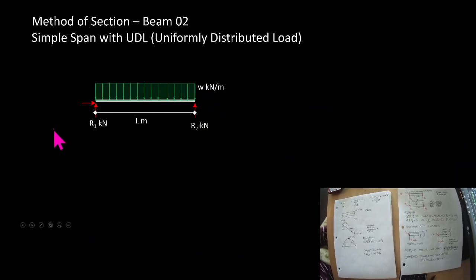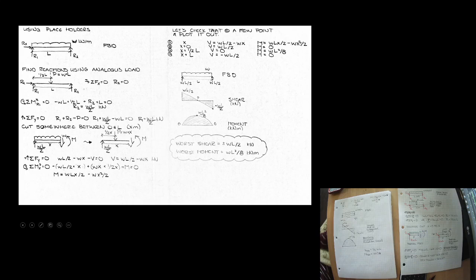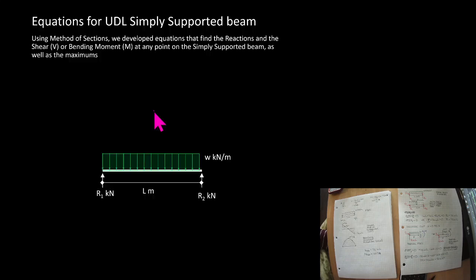So let's just take a look here for a second. So here's that worked out. If I told you that a uniformly distributed load on a simply supported beam is 95% of the beams designed, wouldn't that lead you to believe that the equations to find the worst shear and the worst moment on a uniformly distributed load on a simply supported beam would be pretty darn important equations? Well, if you thought that, you would be right.